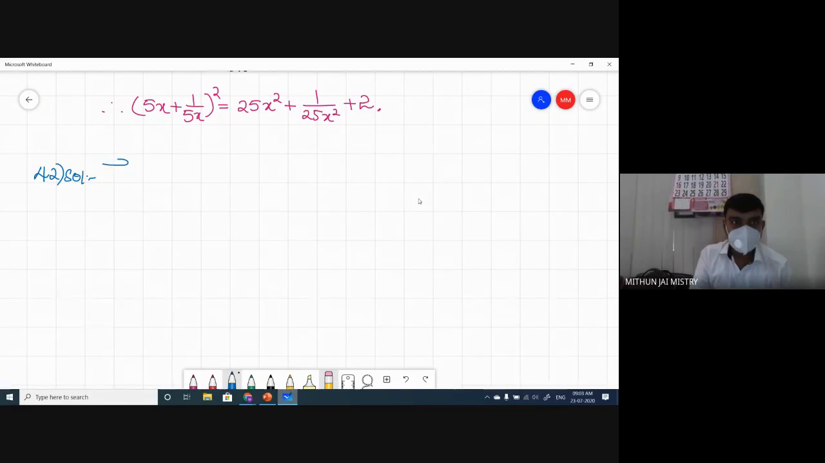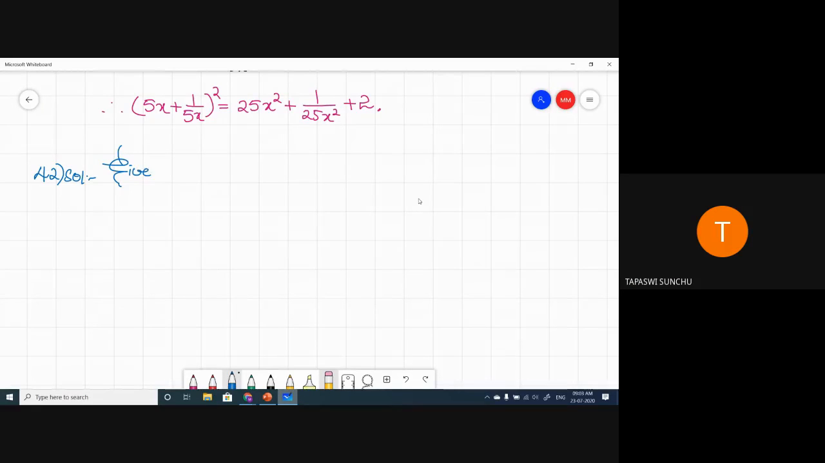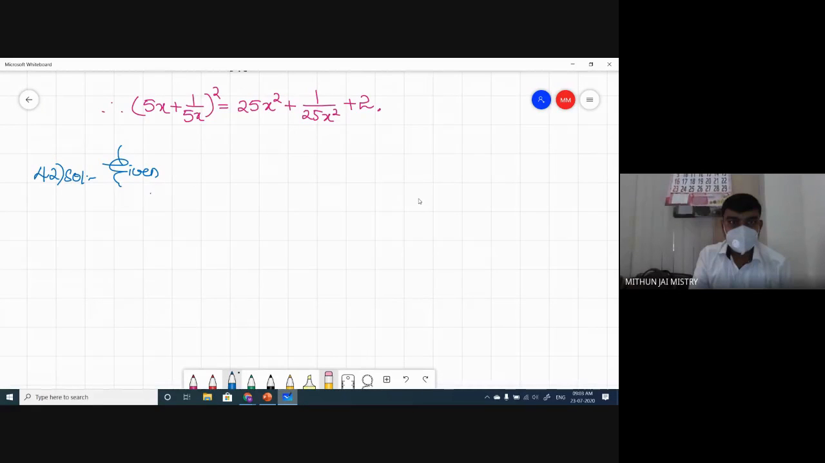Yeah, we have a good habit of writing given. Homework. Just a minute. 3x minus 1 by 3x whole square. This is given. Now we need to identify that this is in the form of, obviously, you can identify this is in the form of a minus b whole square.